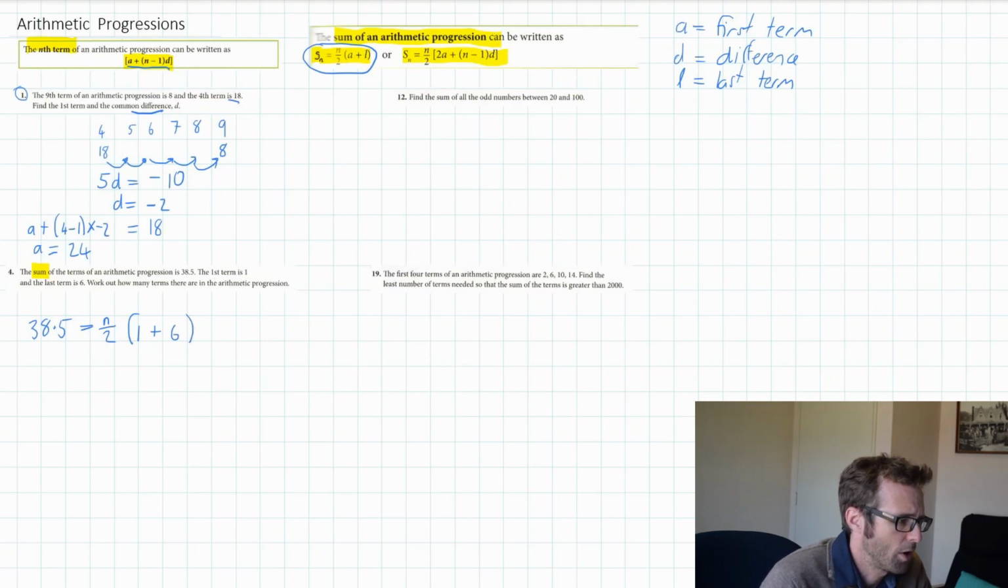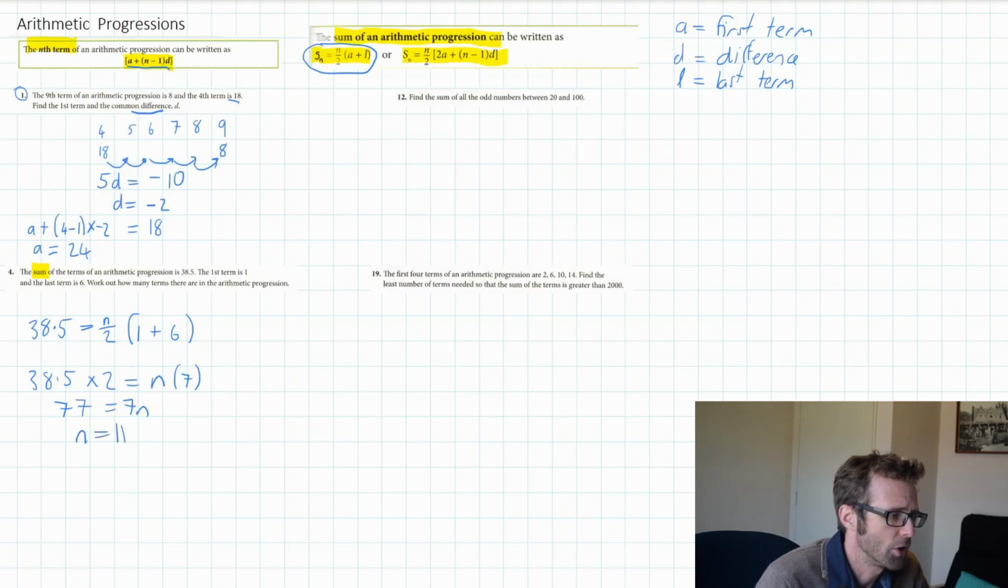Alright, so I've got 38.5, and I'm going to times it by 2, and that will give me n times 7. Right, 6 plus 1 is 7. Okay, so if I get 38.5 times 2, that's 77, equals 7n, and therefore n must equal 11. So there are 11 terms in this arithmetic progression.